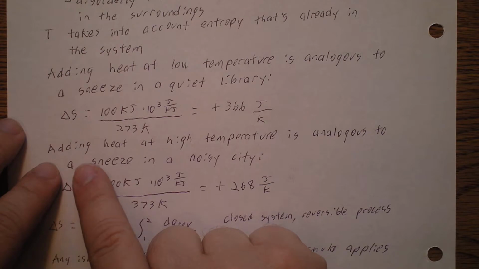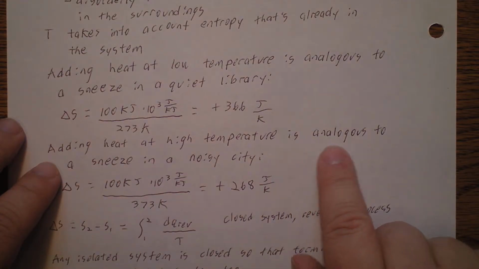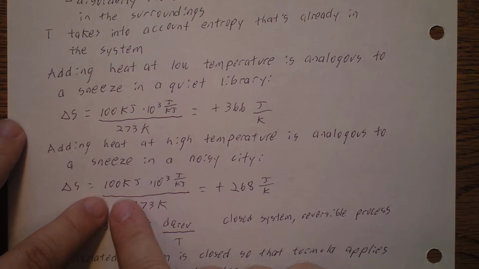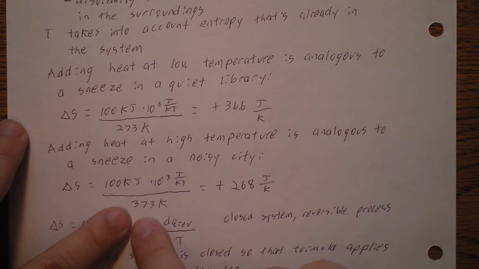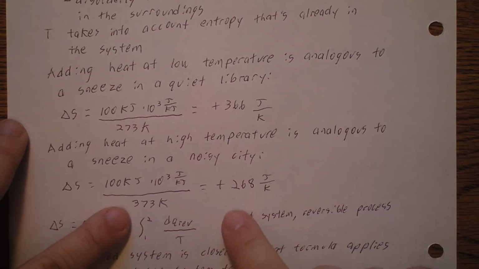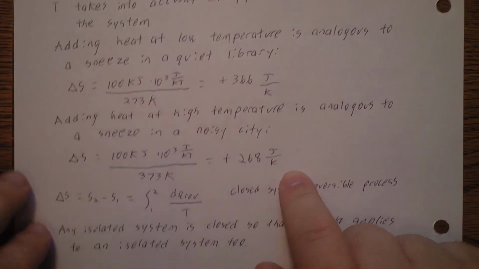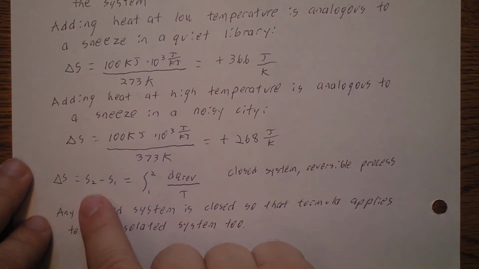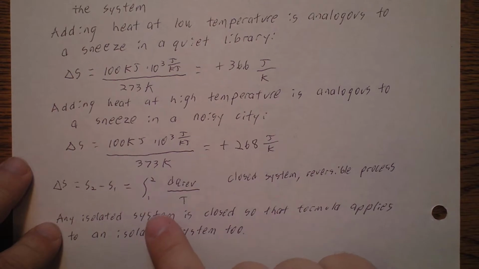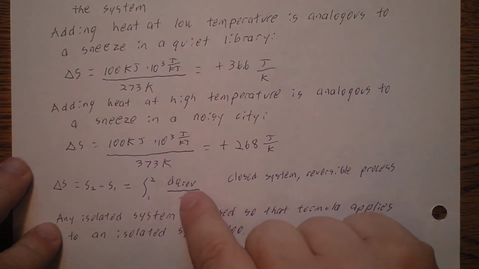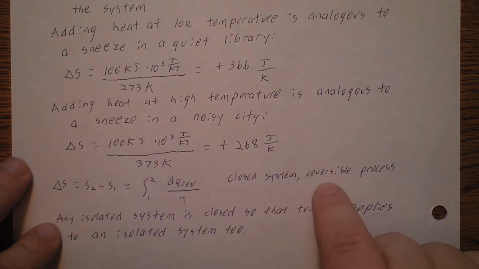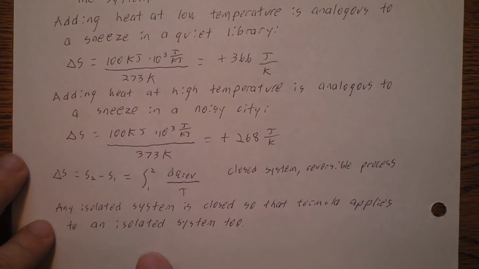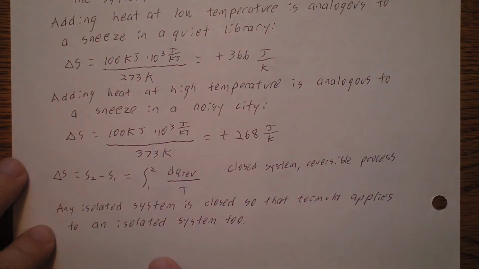But if we do add the same amount of heat at high temperature, it's analogous to a sneeze in a noisy city. We're still adding 100 kilojoules times 10 to the third joules per kilojoule, but we're doing it at 373 kelvins, and we only increase by 278 joules per Kelvin. So delta S is equal to S2 minus S1, because it's a state function. That's equal to the integral from 1 to 2 of dq reversible over T. Now this is true for a closed system, for a reversible process. And any isolated system is closed, so that formula applies to an isolated system too.